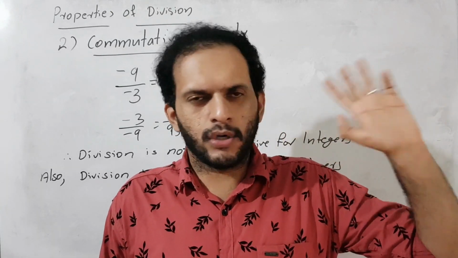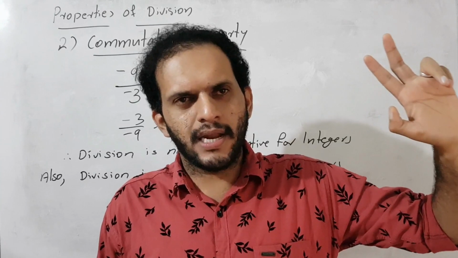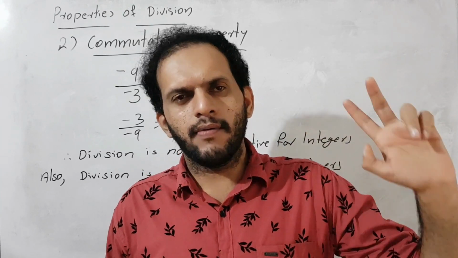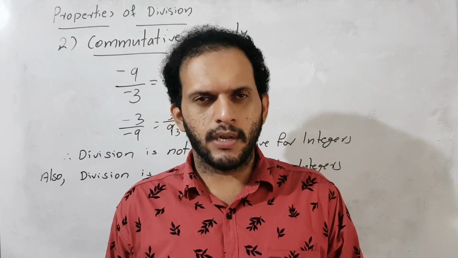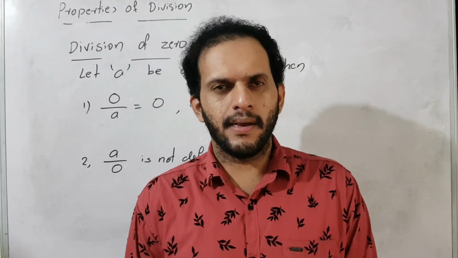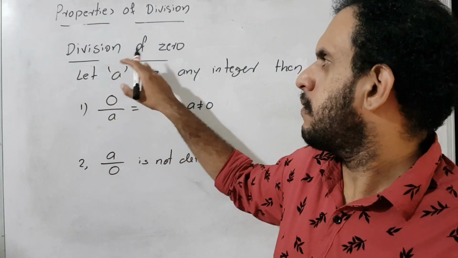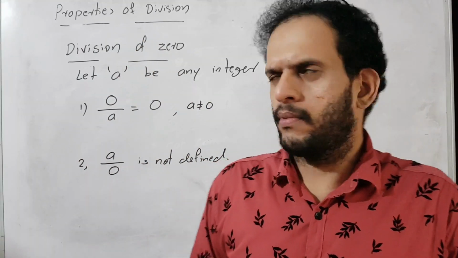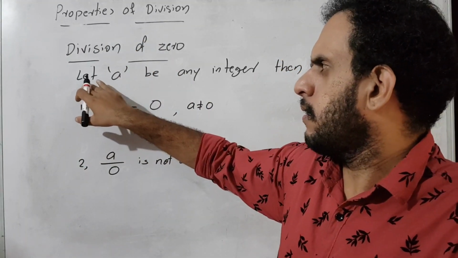Division does not satisfy the closure property. Division does not satisfy the commutative property. Division does not satisfy the associative property. The next idea is division of zero. Okay, then you know this idea.